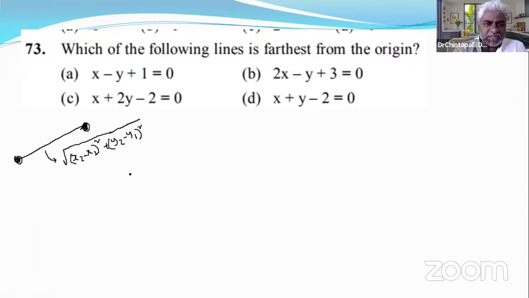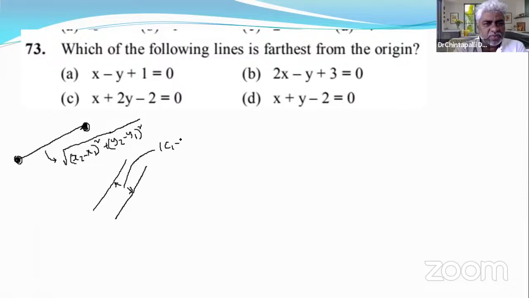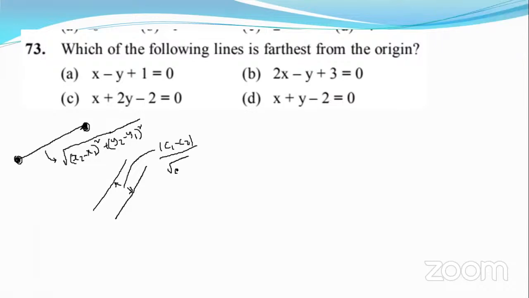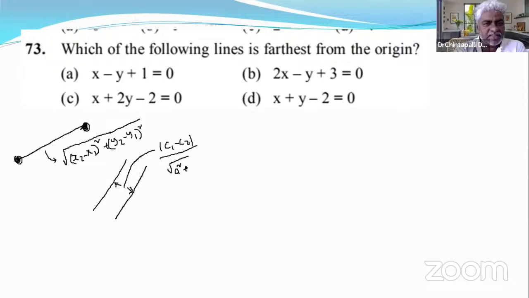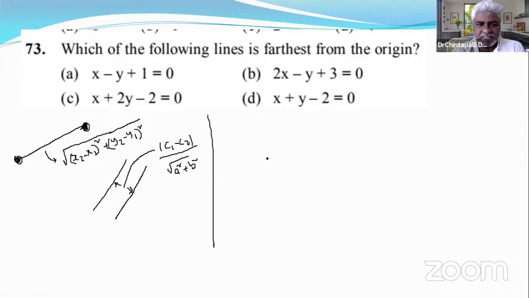And another type of distance is there. This is a line, this is a line. These are two parallel lines. The distance between these two parallel lines is mod of (c1 minus c2) over root of a square plus b square. The first one is the distance between 2 points. The second one is the distance between two parallel lines. Now, the present concept is the distance from a point to a line.